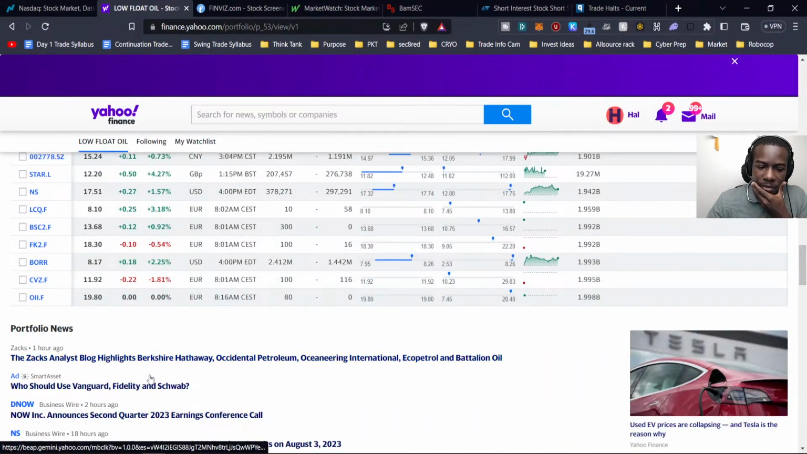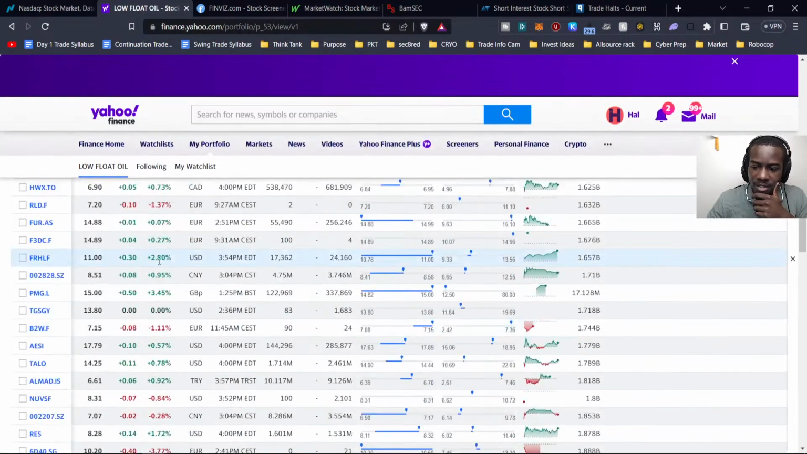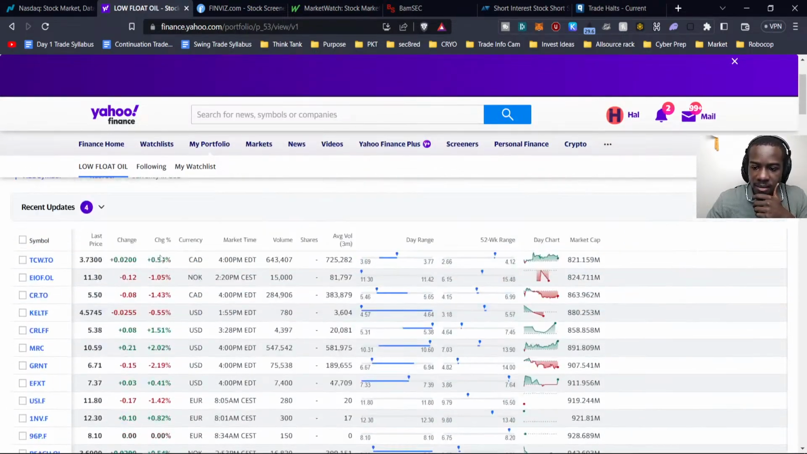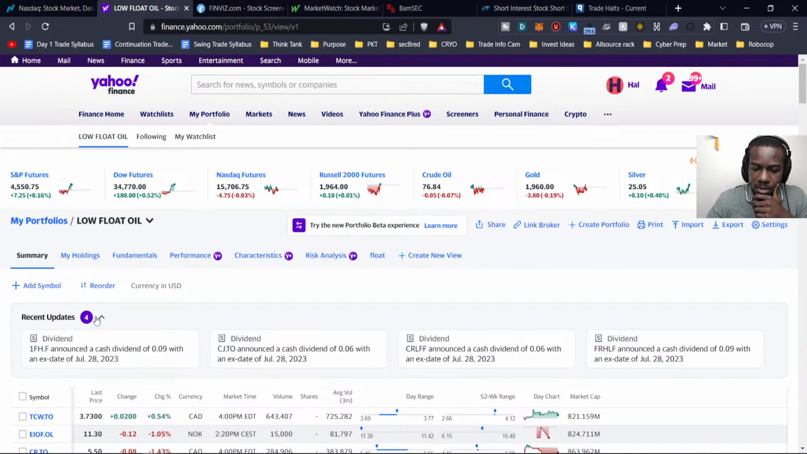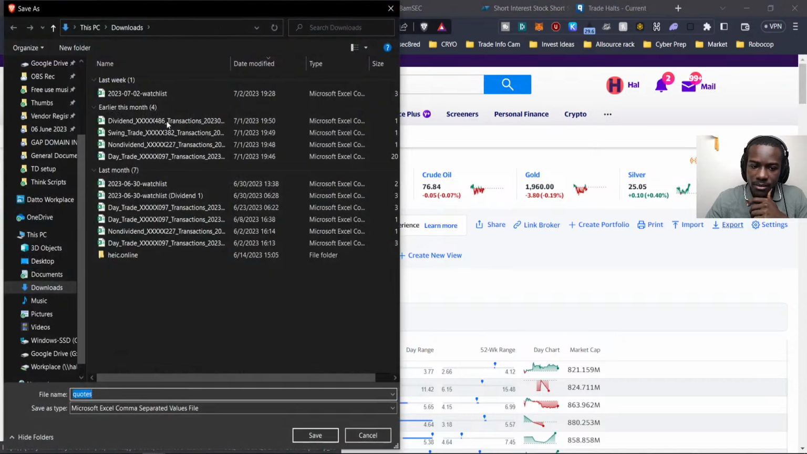And this is going to give you all the news of whatever's in their portfolio. So it'll give you news specific to what's in your little scan. Couple of dividends announced on some of these. Nice. Can we? Okay, here's the export. So we can export. Let me export this real quick.